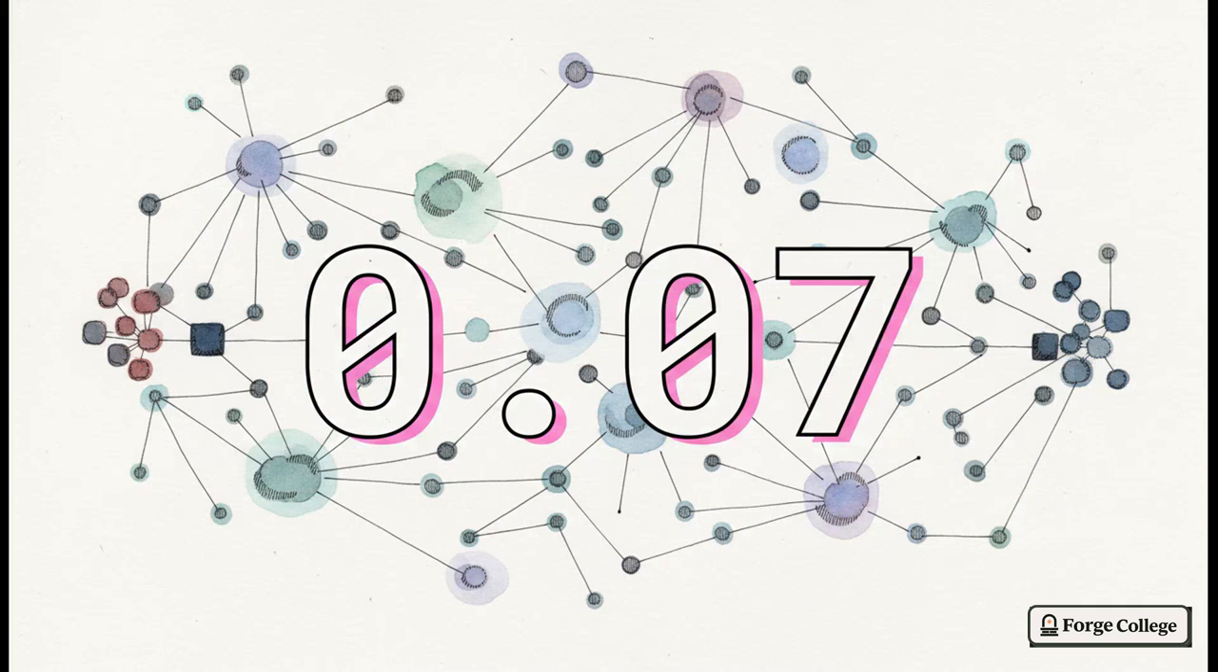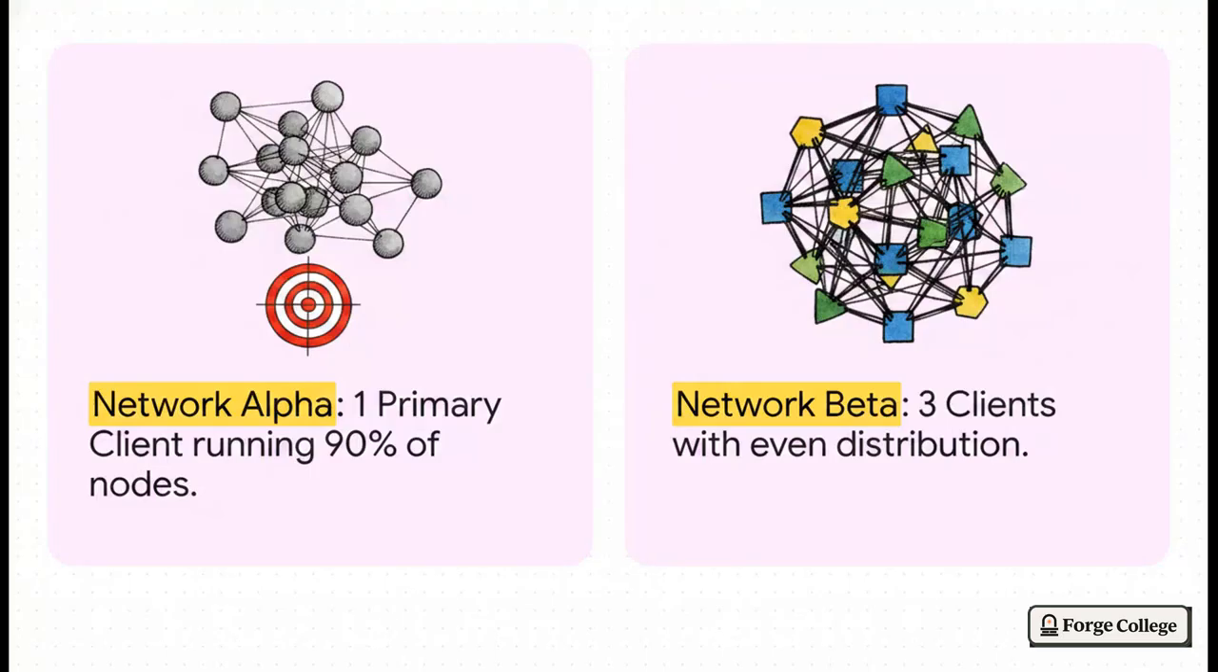Now, in stark contrast, take a look at network beta's HHI, 0.07, much, much lower. This proves there is a significantly wider, much healthier distribution of stake spreading across the network. Plus, beta has a way lower top 10 block share of just 22%, so power is far more decentralized here. No question. Our final clue to look at is client diversity.